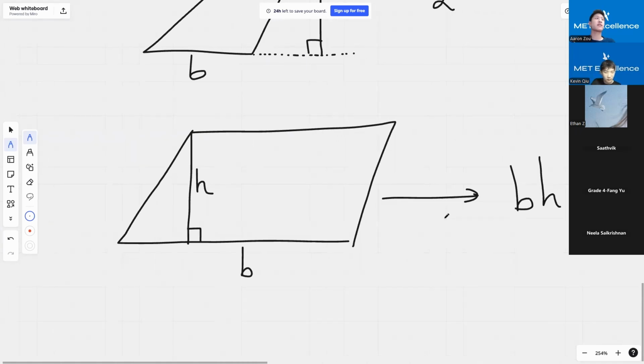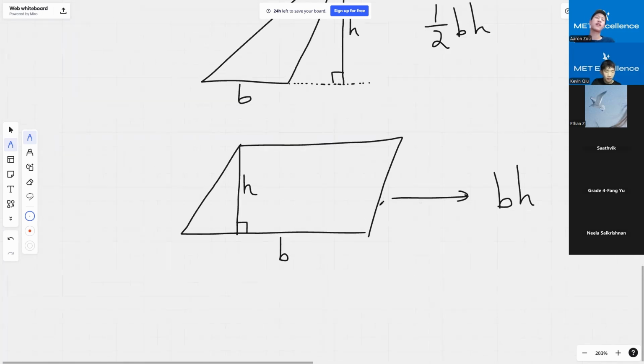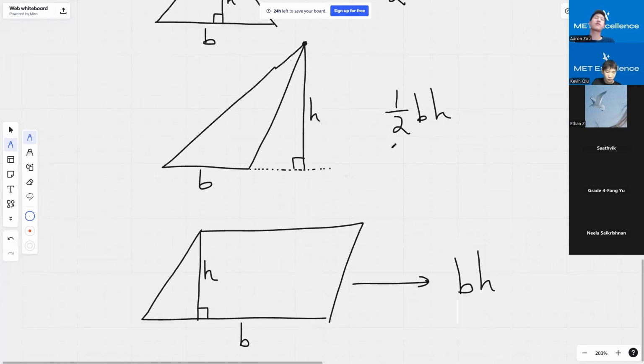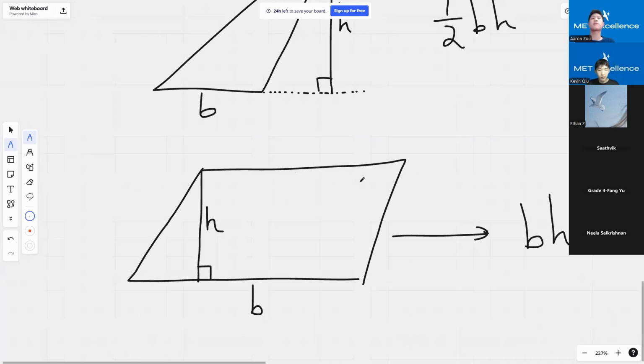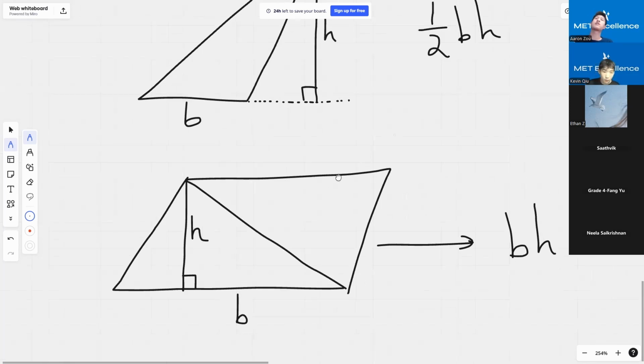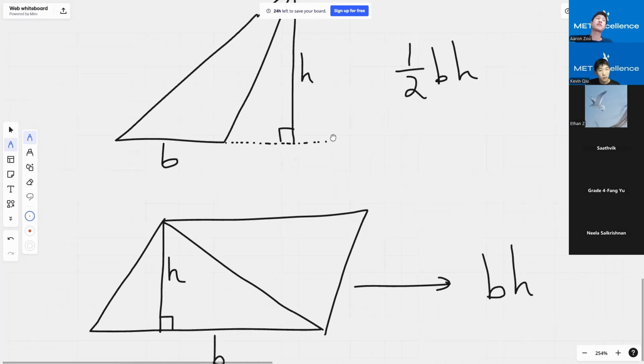So why is it base times height? Well, again, you can use the triangles. A parallelogram is two triangles, right? So you could just cut it into two triangles and they're identical triangles. So it's just 2 times 1/2 base times height, which is base times height.